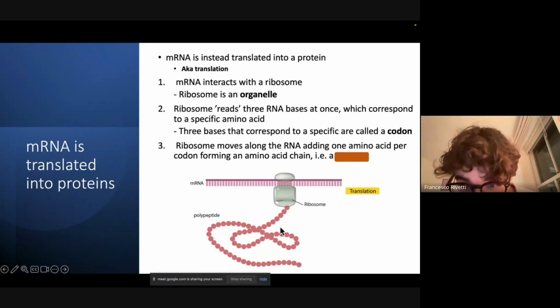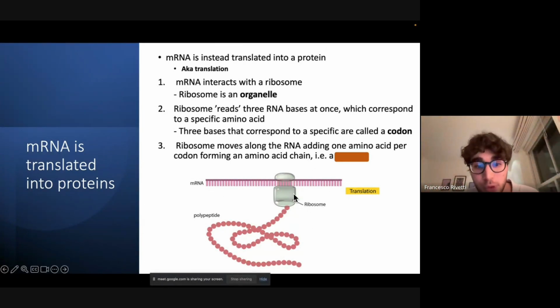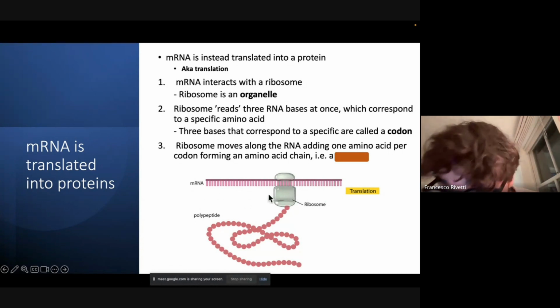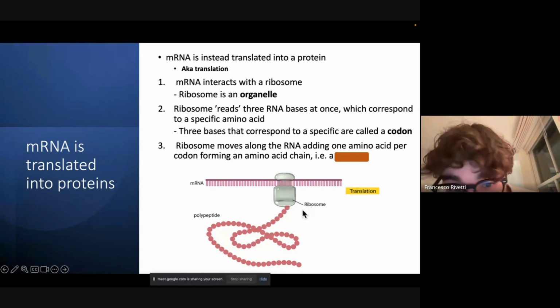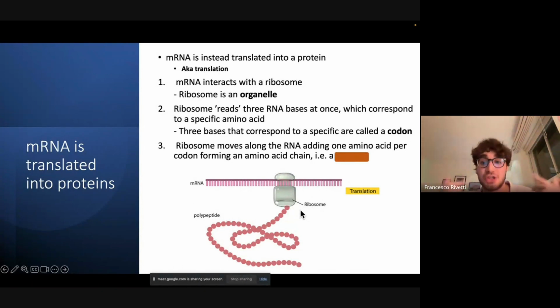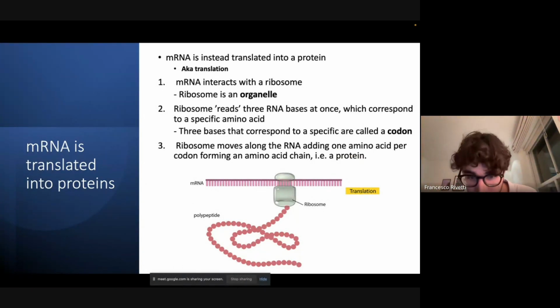And so what happens at the ribosome, the factory of our cells that makes proteins, is that it moves along the mRNA, adding essentially one amino acid per codon, forming an amino acid chain, which is essentially a protein. So you can imagine the ribosome sliding across the mRNA, catalyzing this chain of amino acids, which will fold, forming a functioning protein. And again, just to remember and set the tone, if anything goes wrong in this process from DNA to protein, we can get diseases.